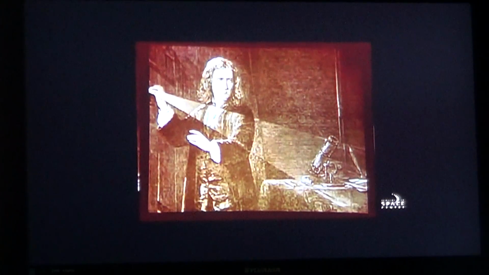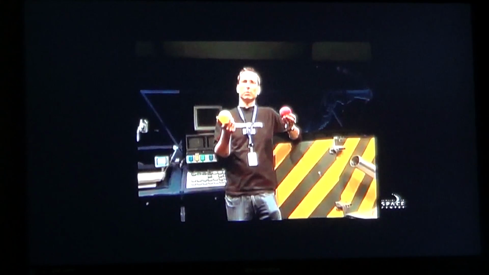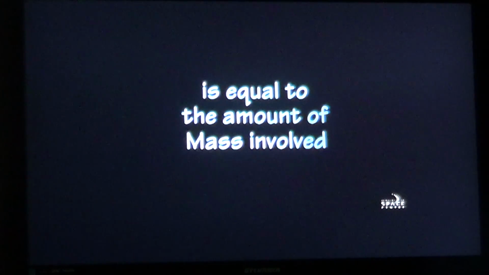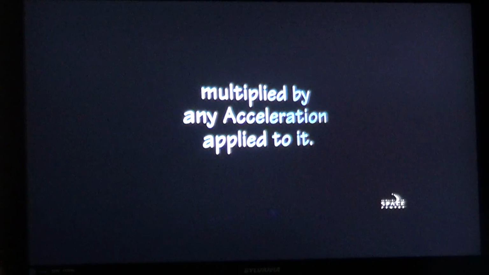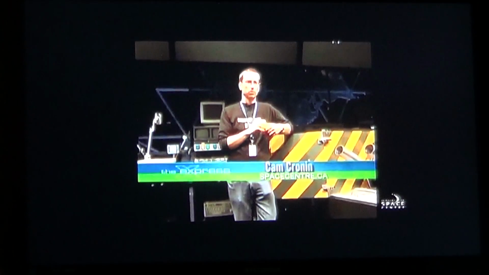Actually, there are things, right? Sir Isaac Newton came up with three laws of motion. We've talked about some of these before in previous episodes, and we're going to talk about his second law of motion. The second law of motion states that the strength of a force is equal to the amount of mass involved multiplied by any acceleration applied to it. That sounds a little complicated, but I have a simple demonstration to show you how this works.